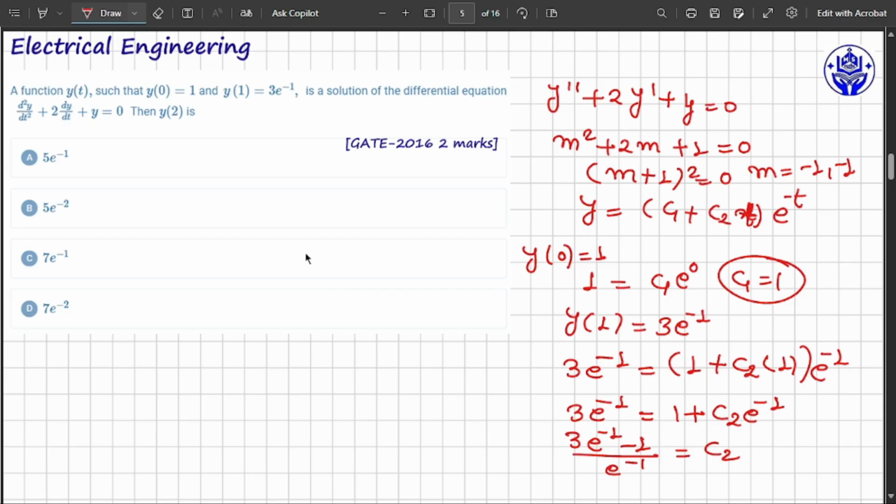Then it will be 1 plus, or sorry, one second, is there any mistake? c1 plus c2 e to the power of minus t. Then 1 is equals to this, c1 is equals to 1. Yes, 3 e to the power of minus 1 is equals to 1 plus c2 e to the power of minus 1. Of course, this will multiply here also.